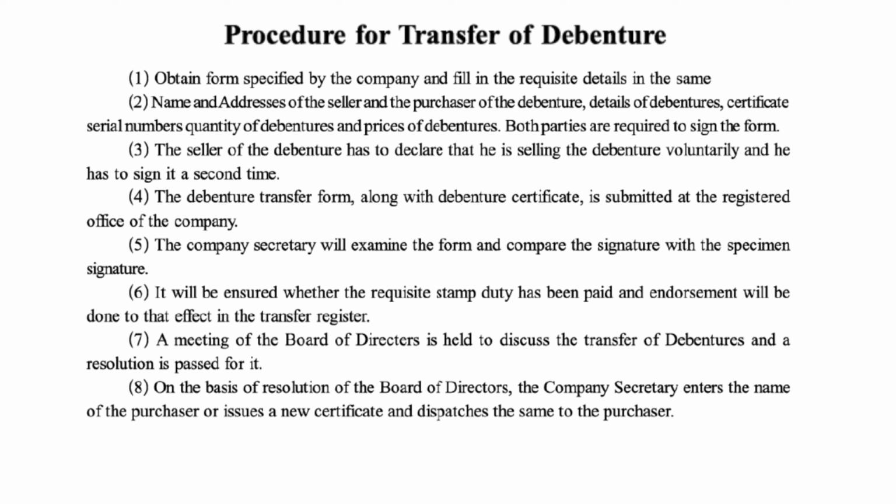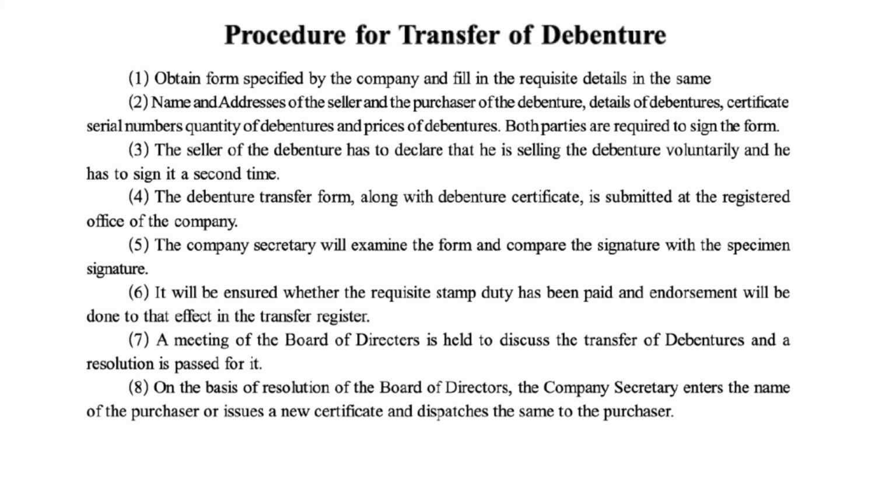Once this transfer is approved, the company secretary will make the changes in the debenture holders register. That is, the name of the seller will be removed from the register and the name of the purchaser will be added. After this, the changes will be made in the debenture certificate, and now this debenture certificate will be sent to the purchaser. Next is the difference between share and debenture.